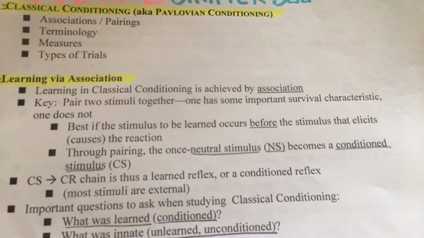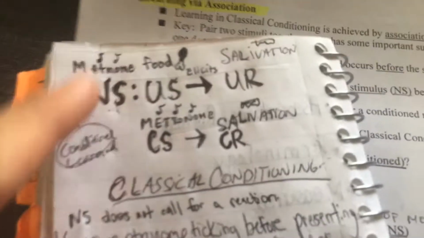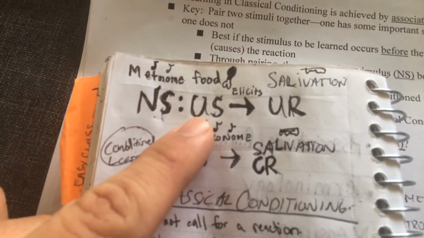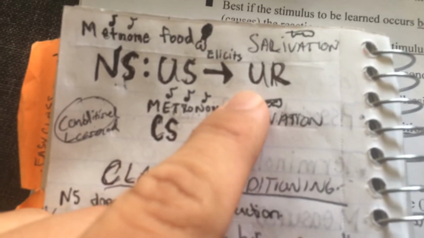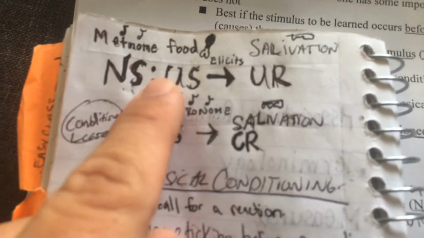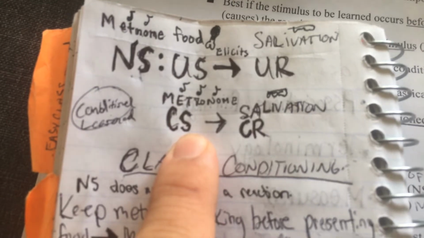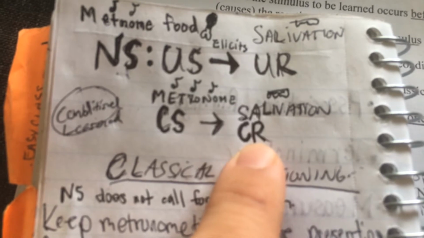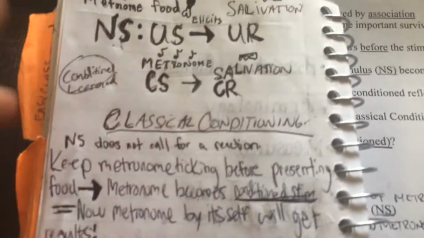So, let's see here, okay? We've got the neutral stimulus, which would be a metronome, the food, which would be an unconditioned stimulus, elicits an unconditioned response. So this is kind of the building blocks of classical conditioning. So now that the metronome is paired with the food, the subject now knows that the metronome is going to mean food, which will in return cause salivation in a dog.